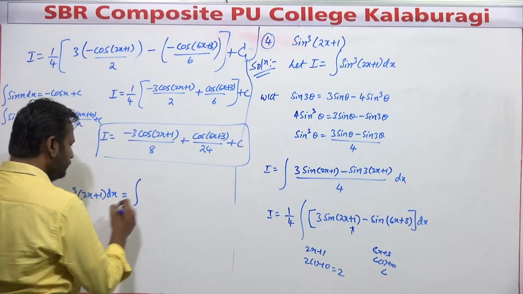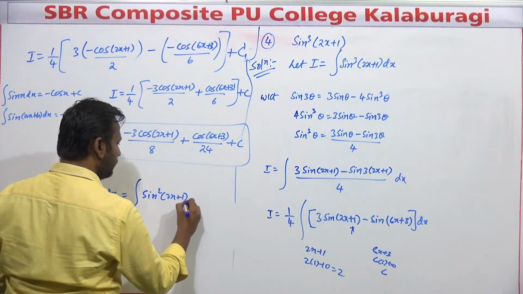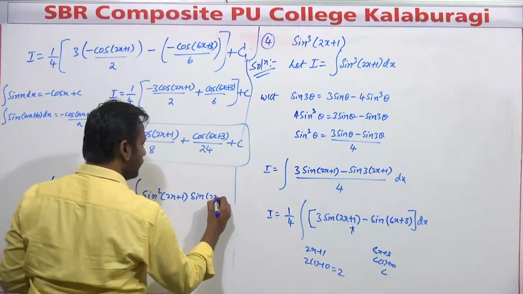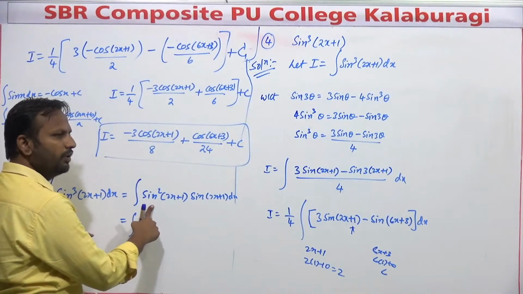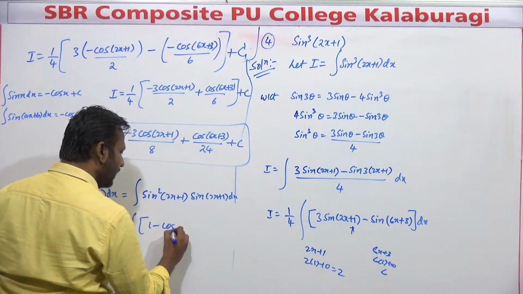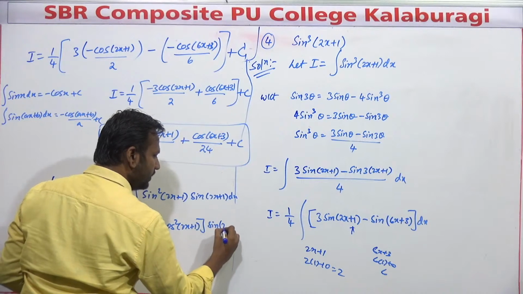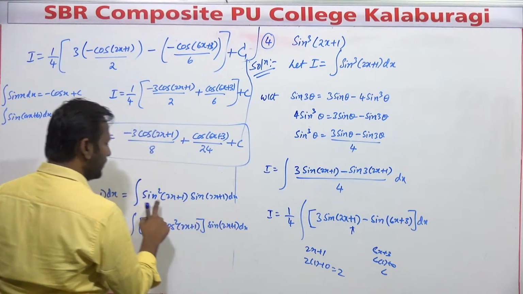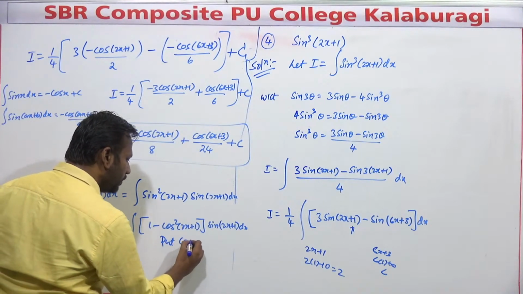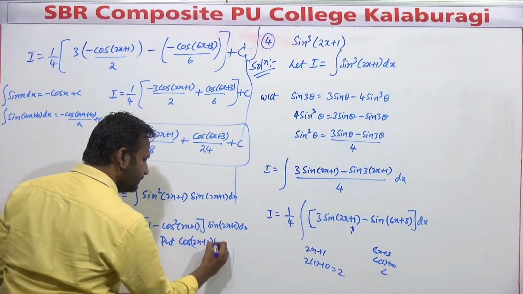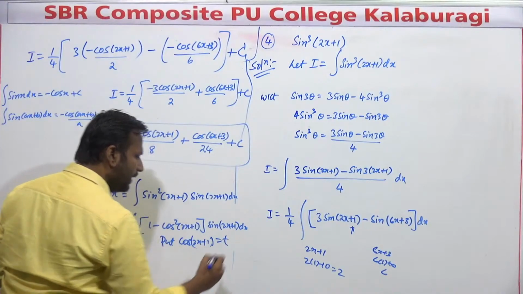Just see here. This can be written like this: sin square (2x plus 1) into sin (2x plus 1). Can we write like this? Yes. So what is the sin square formula? It is 1 minus cos square. Can we write? The remaining term stays as it is, and sin square is written as 1 minus cos square. Yes. Now you can substitute cos (2x plus 1) as t.